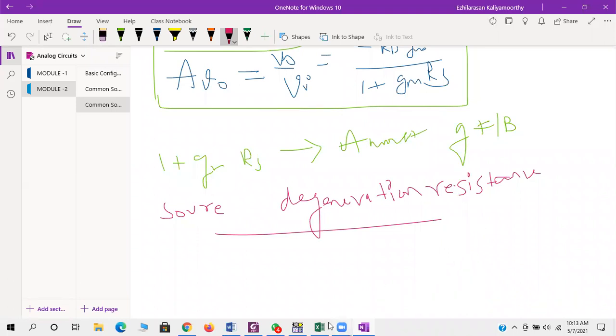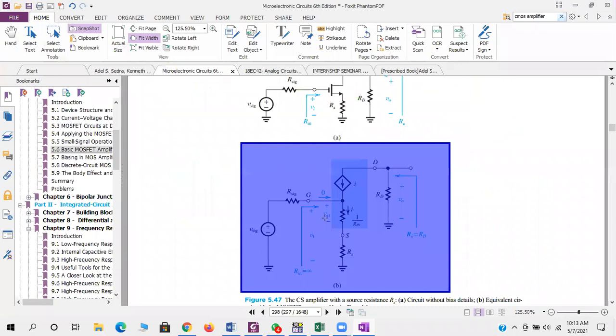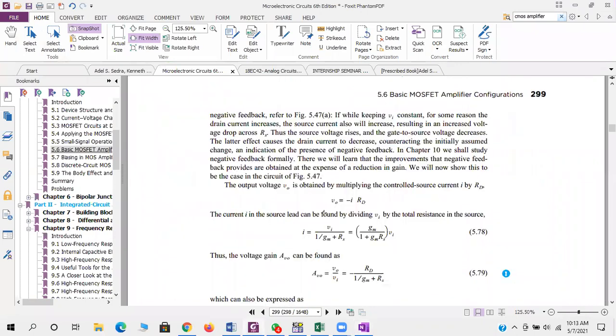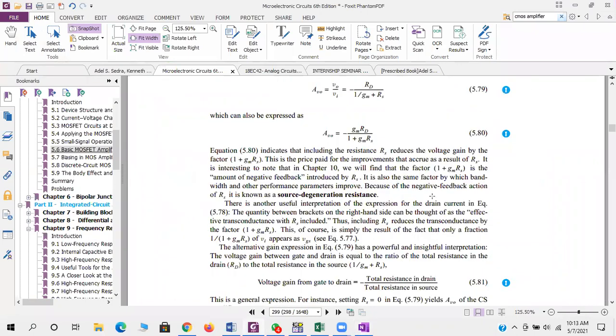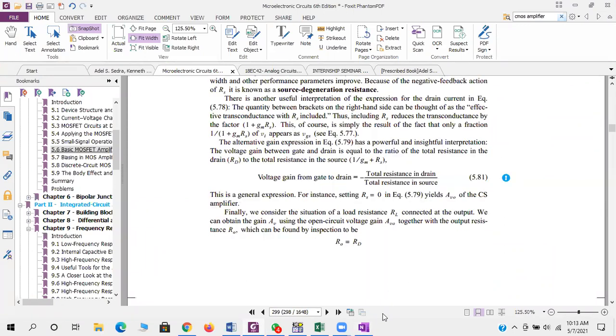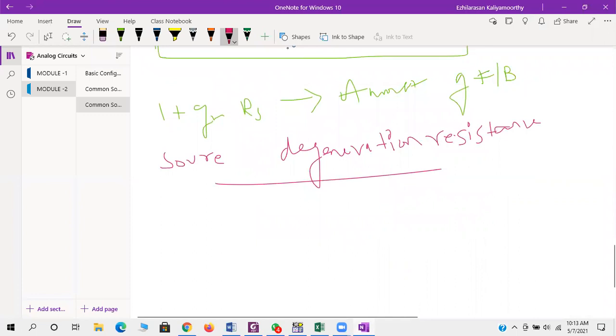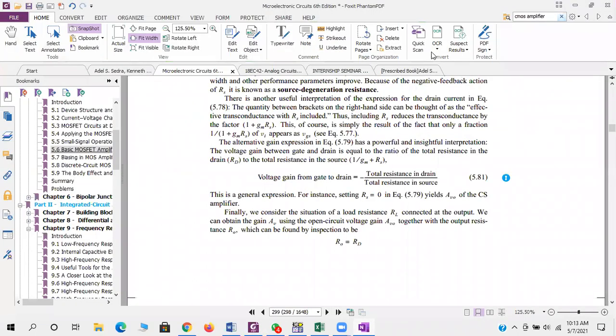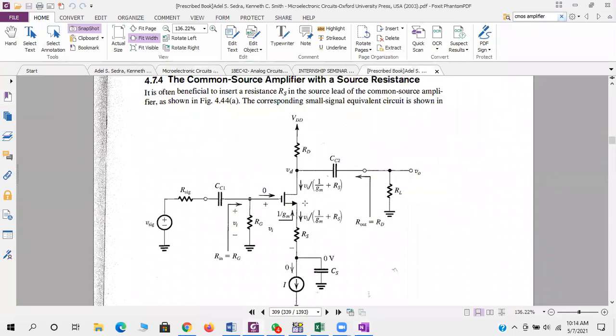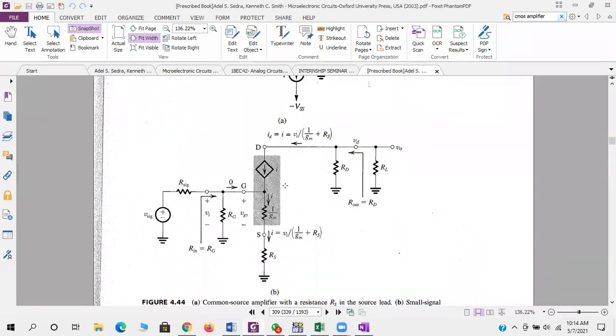This is about the AV actually. So next, we need to calculate the AV naught, which is over. So that is total. Next you have to calculate the voltage gain from the gate to drain. So this is all about today's topic. Now let's see, or otherwise from this, I will show how it is done.